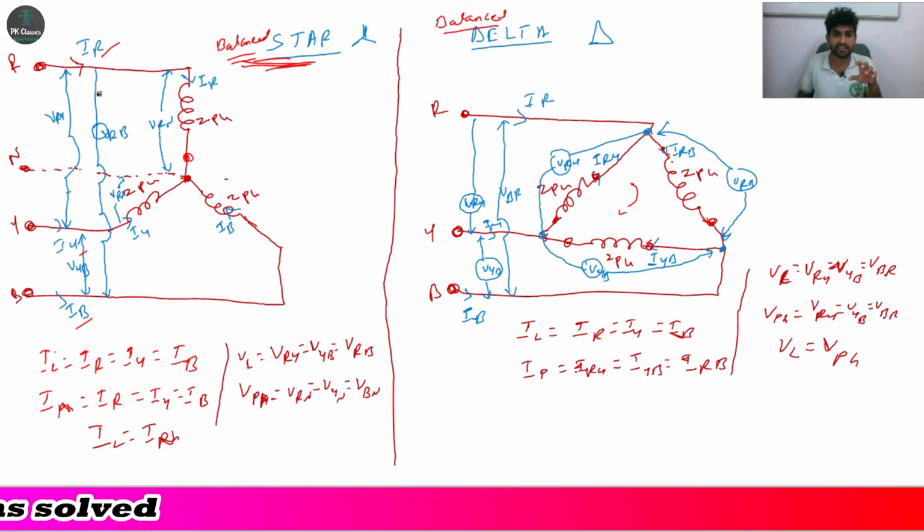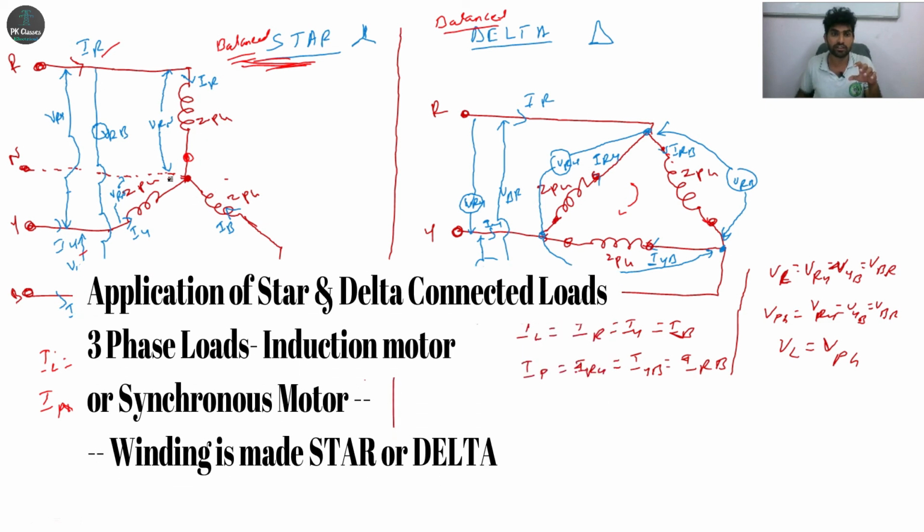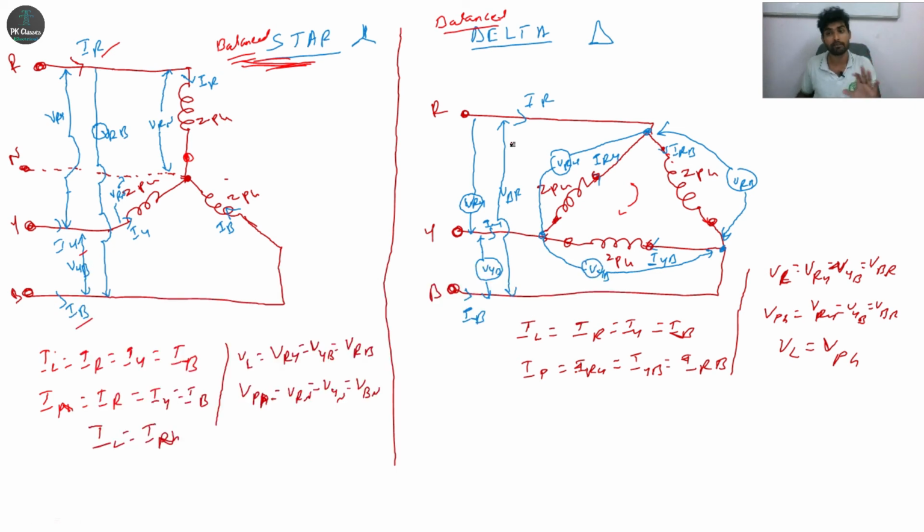In a balanced star, the impedances are equal, and the phase angles are also the same, 120, 120, 120, for both star and delta. That's why it is called a balanced star and balanced delta. Next, the star connection: all the finishing ends of the windings are connected to a common point. Here a common point will be there. So that's why it's called a star.